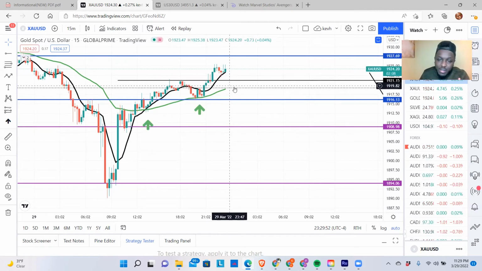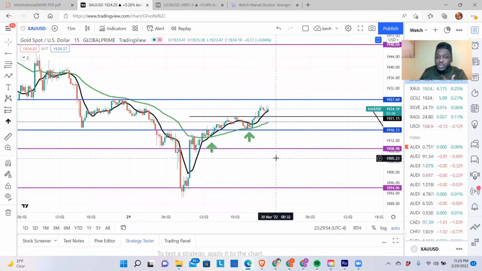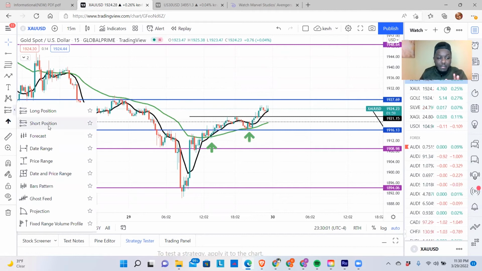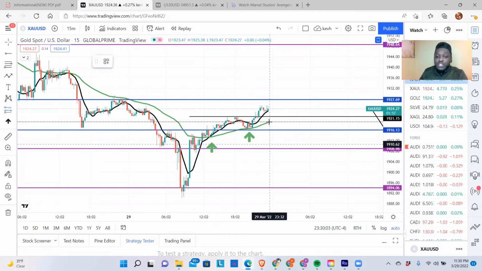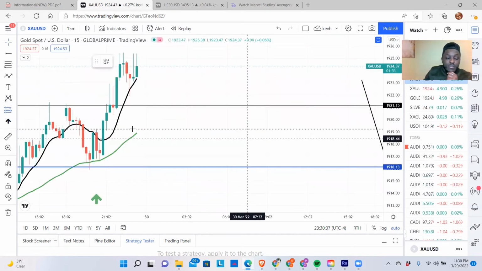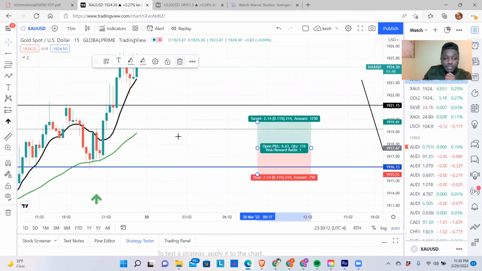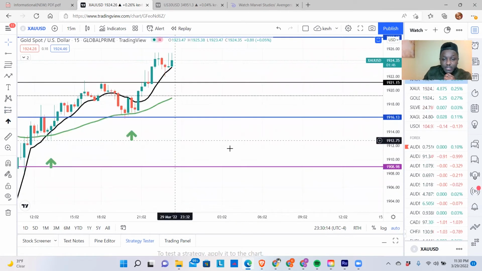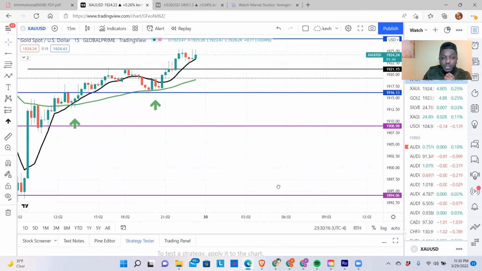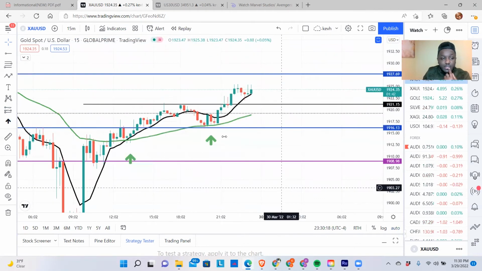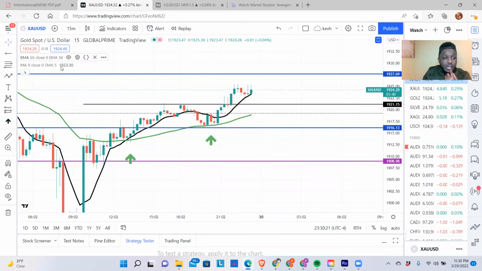But because I'm looking at it from 2 dimensions, I'll be looking to buy either from this position right here. All right, so I'd like you to see this, guys. Allow me to hide this first.